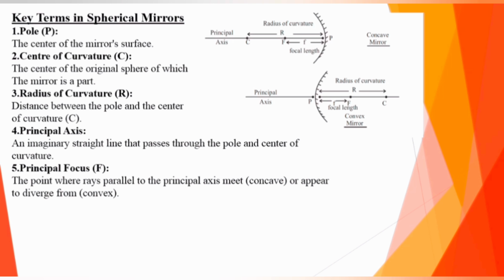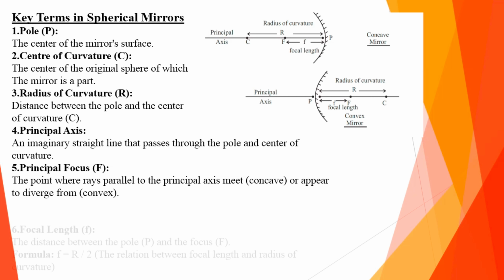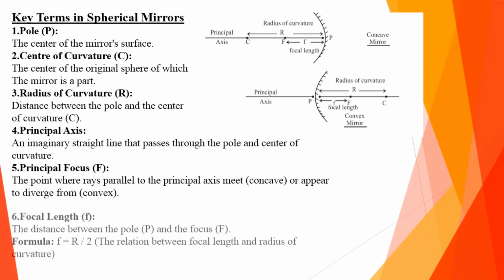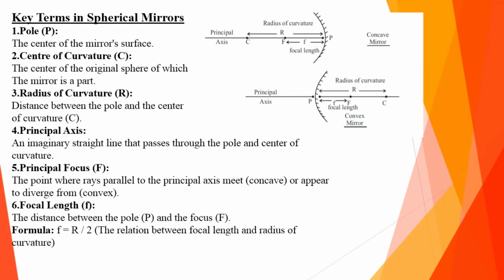Next is the focal length, represented by the small letter f. It is the distance between the pole and the principal focus. This length is related to the radius of curvature by a simple formula. The formula is focal length, the small letter f, is equal to the radius of curvature divided by 2. So f is equal to R by 2, or R is equal to 2f. It is the relation between the focal length and the radius of curvature.